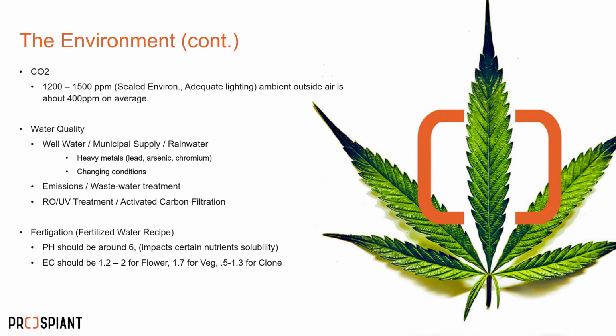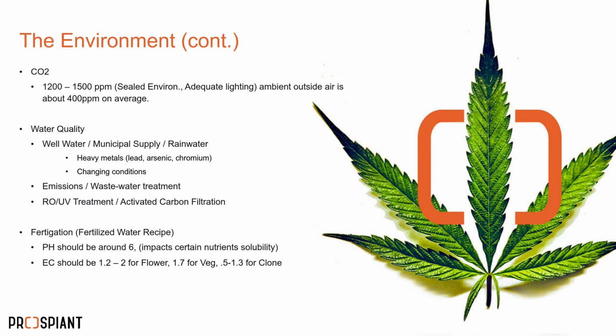And the last is the fertigation water. We call this fertigate. It's basically fertilized water recipes. There are thousands and thousands of growers out there using all kinds of different recipes for their fertigation. But in general, everyone starts out with a pH around 6. This really affects the solubility of the nutrients you're putting in it. 6 seems to be the magic number with most of our growers.